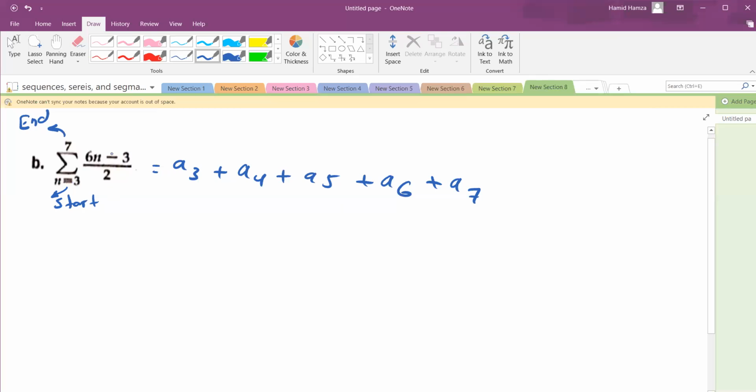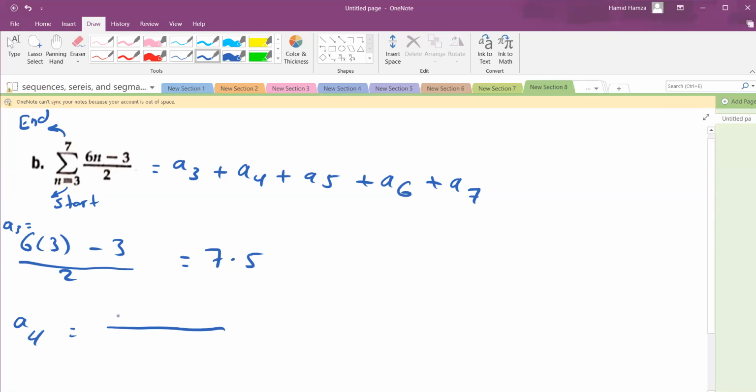So putting n equals 3, it will be 6 multiplied by 3 minus 3 over 2. So this is A3. So 6 multiplied by 3 is 18. 18 minus 3, it will be 15. 15 over 2, it will be 7.5. Then A4, so it will be 6 multiplied by 4 minus 3 over 2.